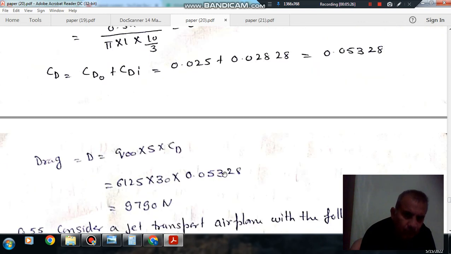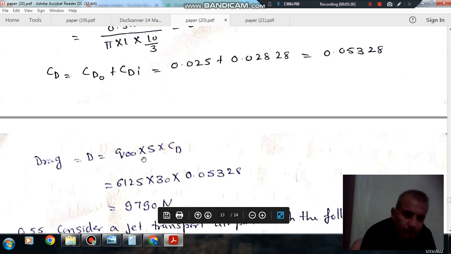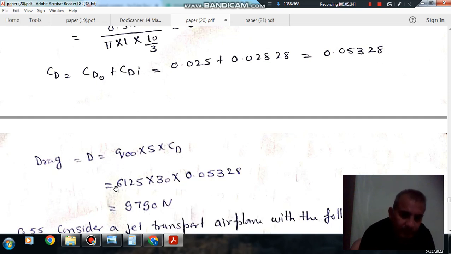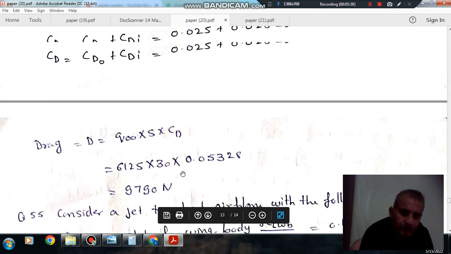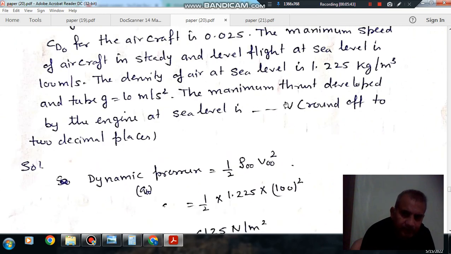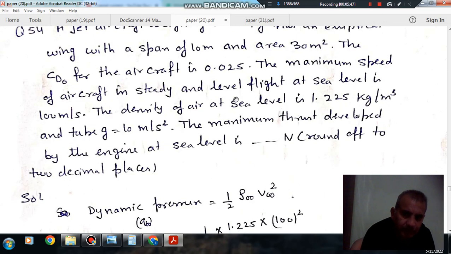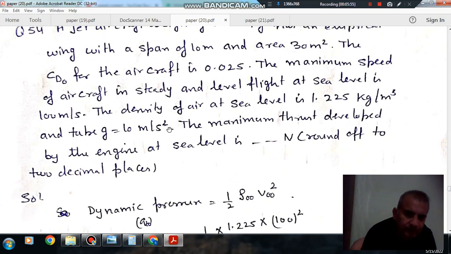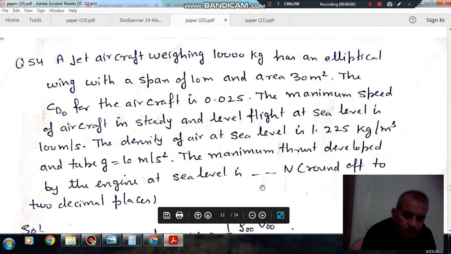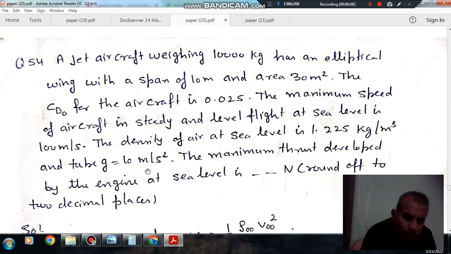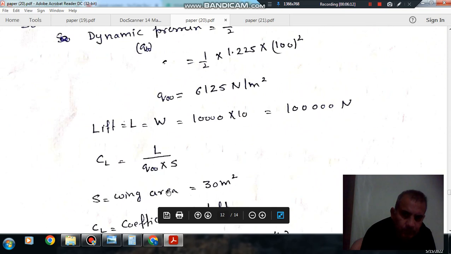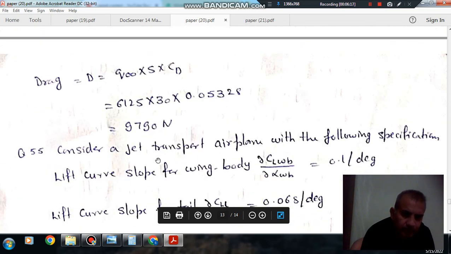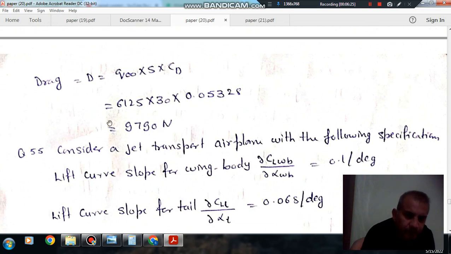0.05328. Now as we know CD, we can find out drag, that is Q infinity into area into CD. So drag is 9790 Newton. Drag and thrust are equal at sea level, so the answer is 9790, because the thrust has to overcome that drag and the aircraft is moving at a uniform velocity.